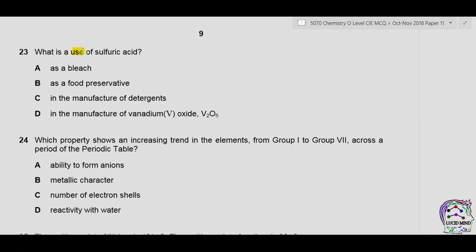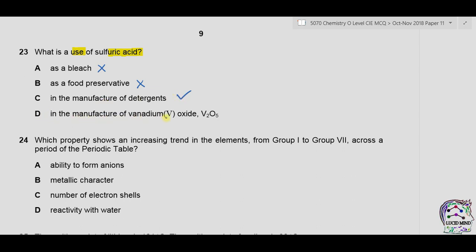Question 23. What is the use of sulfuric acid? A, as a bleach. It is not used as a bleach. B, as a food preservative. It is a strong acid, so it is not used as food preservative. C, in the manufacture of detergents. This is true because sulfuric acid is king of chemicals and it is used to make a lot of chemicals.